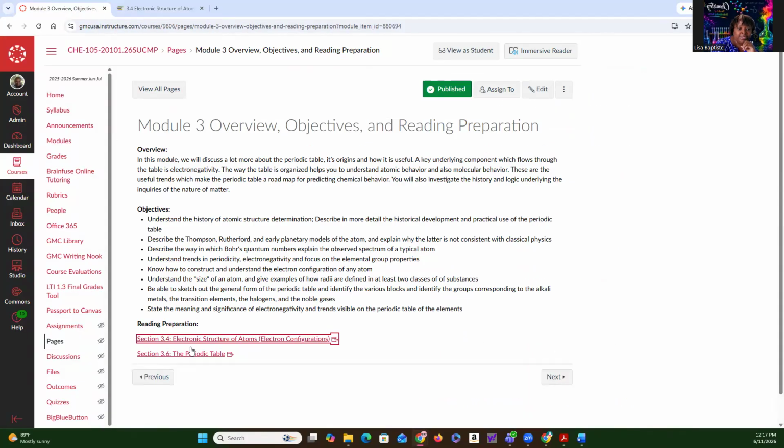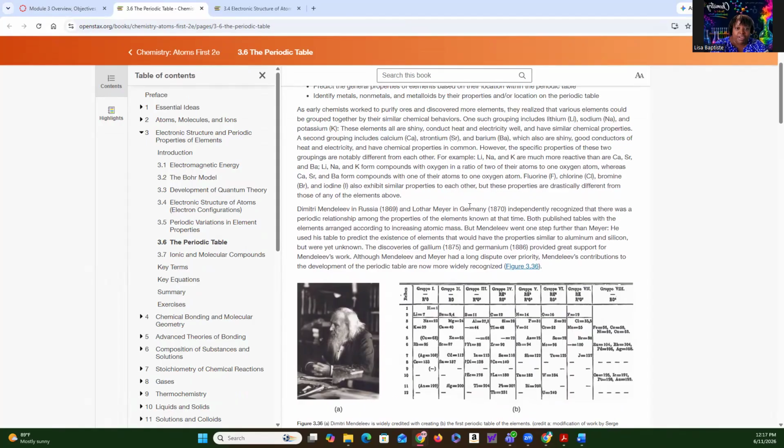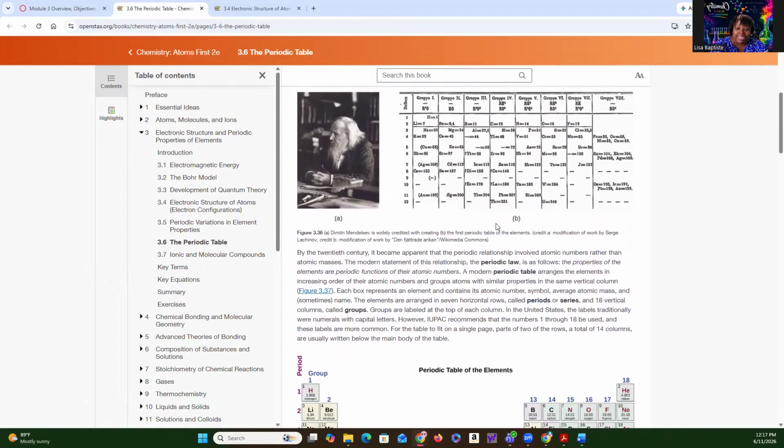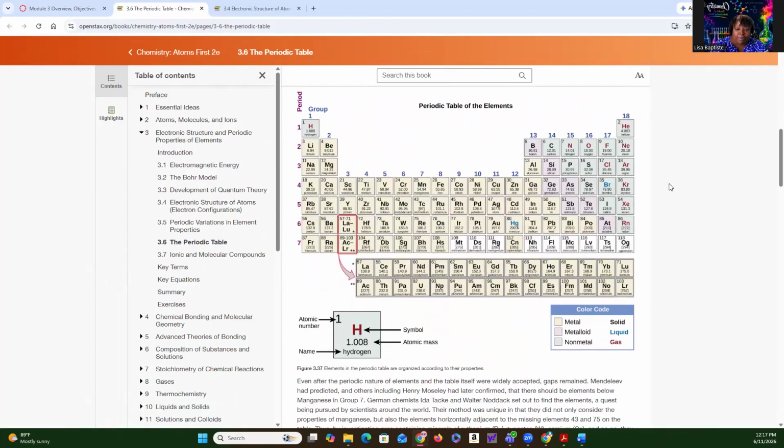All right. So the other section of this chapter that we go over in Module 3 is section 3.6, which is the periodic table. You're going to find information on the history of the periodic table, as well as how the periodic table is set up for metals, metalloids, and nonmetals.